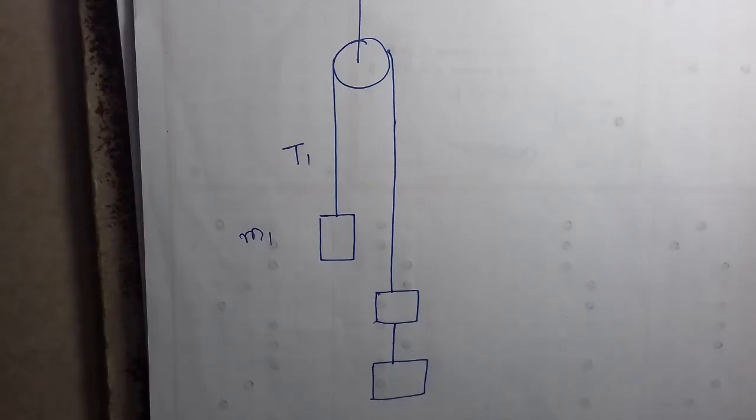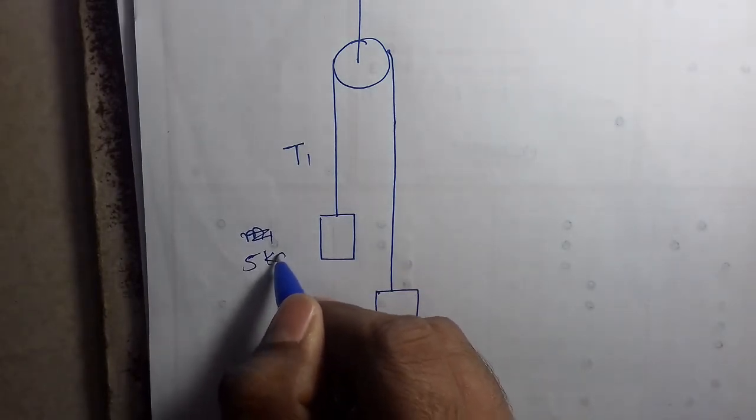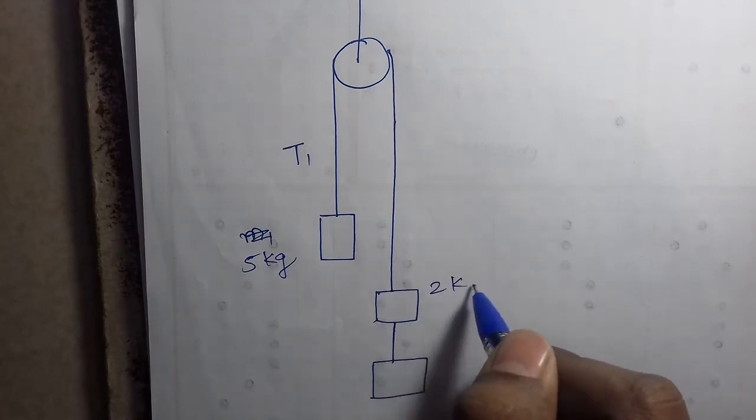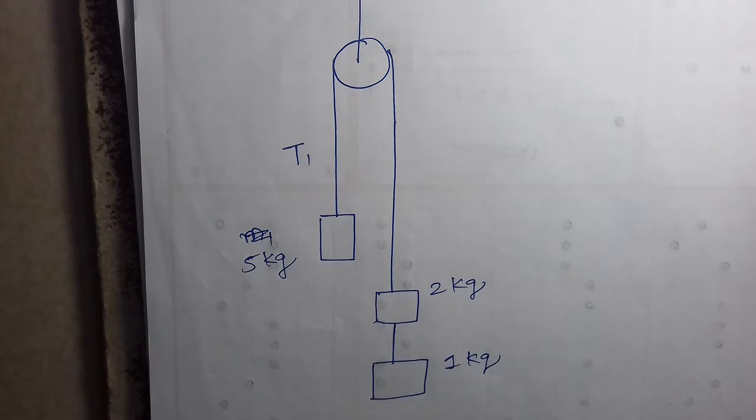Then pulley has 3 masses. This is 5 kg, this is 2 kg, and this is 1 kg. We have to find out acceleration and tension in each string. First we have to list all the forces.